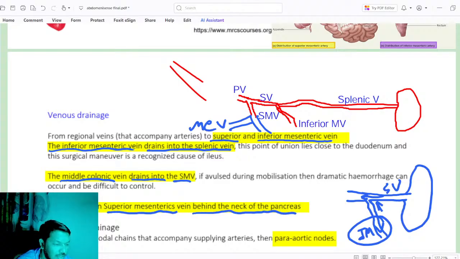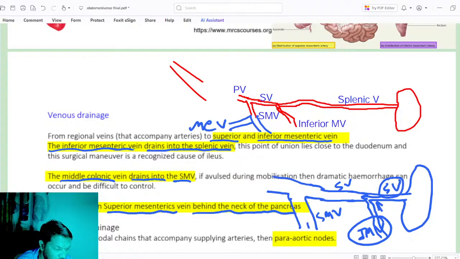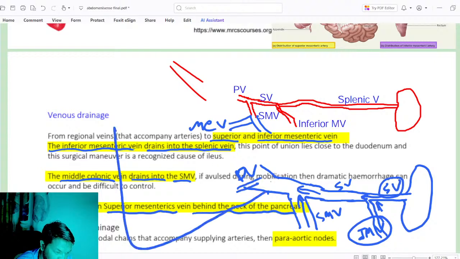Again, suppose this is the splenic vein. The inferior mesenteric vein drains into the splenic vein. Still, its name is splenic vein, no change. And when the splenic vein joins the superior mesenteric vein, then the name changes. The superior mesenteric vein when joining with the splenic vein becomes the portal vein, and the portal vein enters the liver.